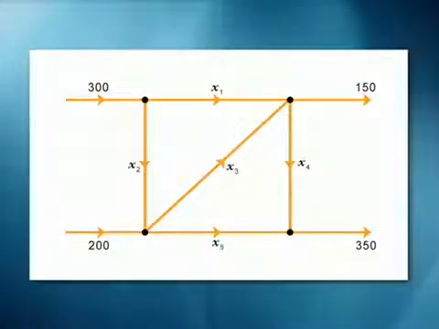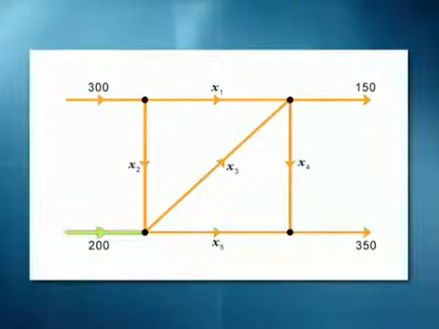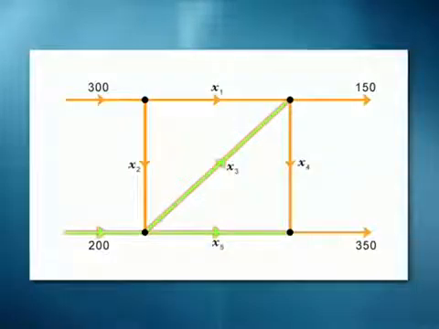And up in the upper left-hand piece, you see that 300 cars are coming in, and then they divide into 2 different routes. X1 of them, so X1 is an unknown, that's how many cars go that way, and then X2 go down vertically. And then 200 cars enter down at the bottom, and they split into 2 pieces. Part of them, x3, goes diagonally up and x5 goes straight through.